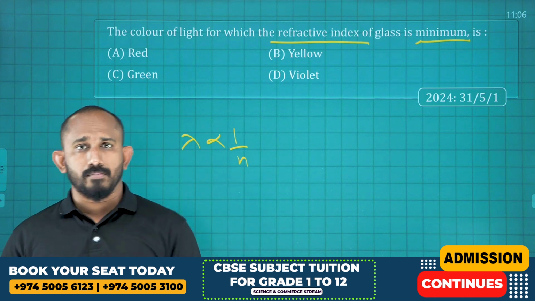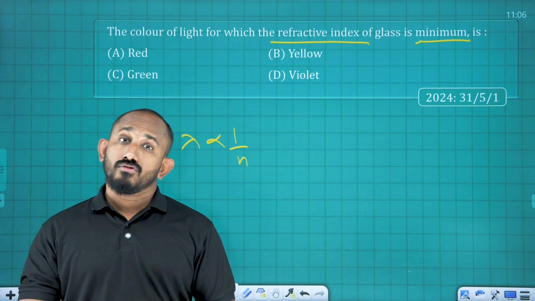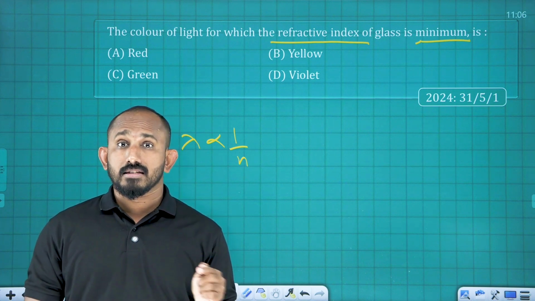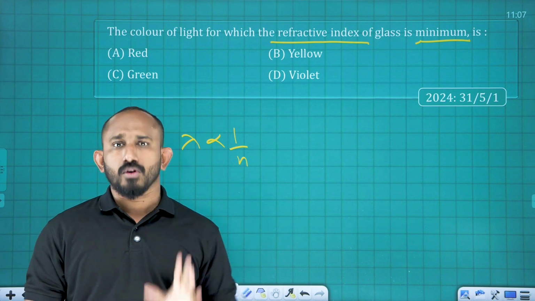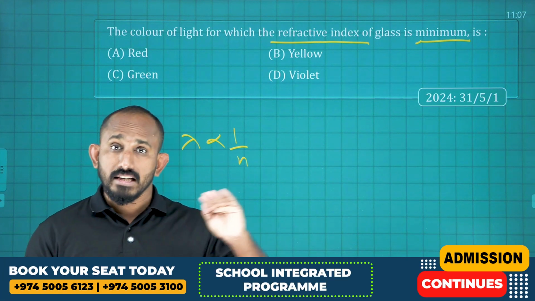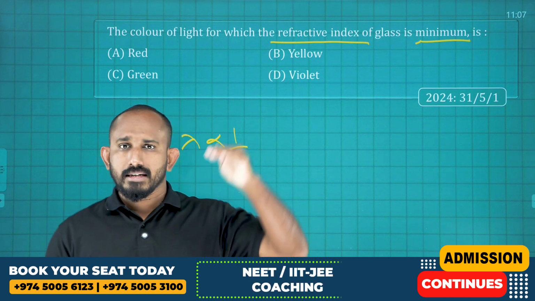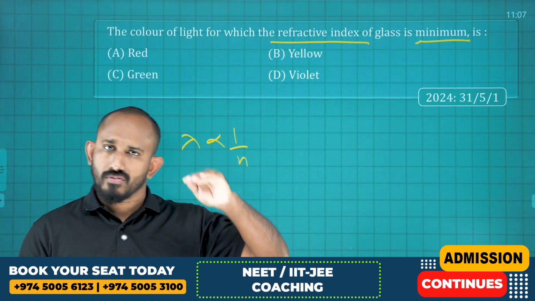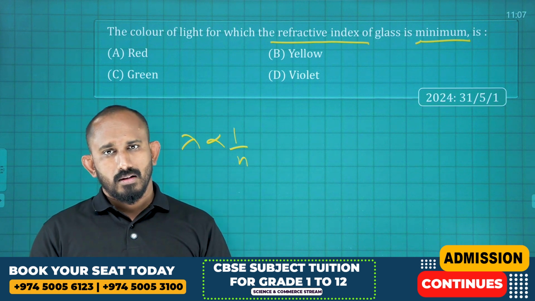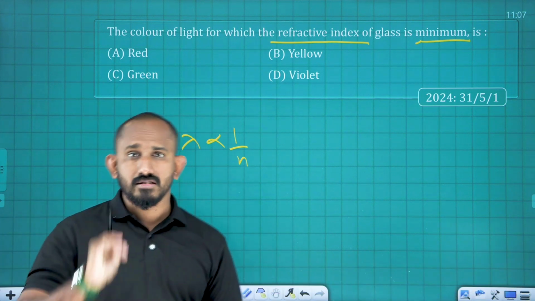In a prism, while white light passes through it, it undergoes dispersion. Violet deviates the most, but red deviates the least. It is because violet has the least wavelength, but red has the greater wavelength. So the greater the wavelength, the least bending. That bending is refraction, so the refractive index is least. And violet bends the most because violet has the least wavelength.